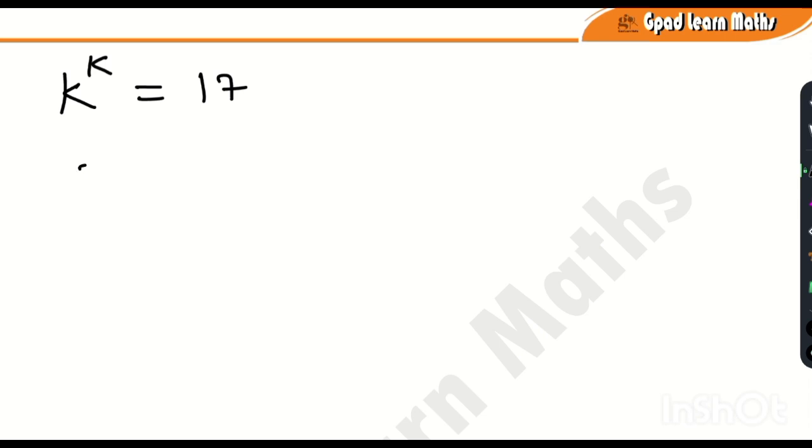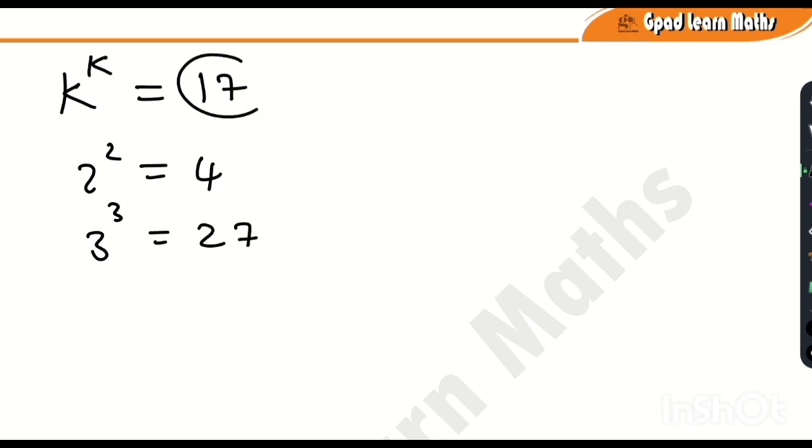So let's start with 2 raised to the power of 2. What's 2 raised to the power of 2? That's 4. Not up to 17, right? And let's try 3 raised to the power of 3. Again, the base and the exponent have to be the same. So 3 raised to the power of 3 is what? 27. And this is more than 17. So what does this mean? It means that the value of k will lie between 2 and 3. Yes, so it is safe to say that k will lie between 2 and 3.